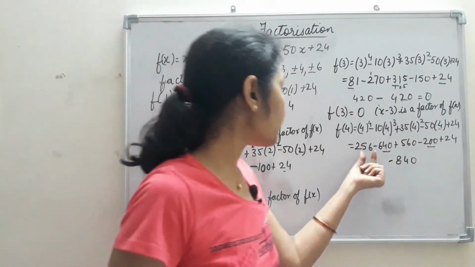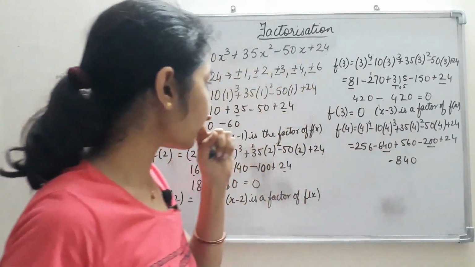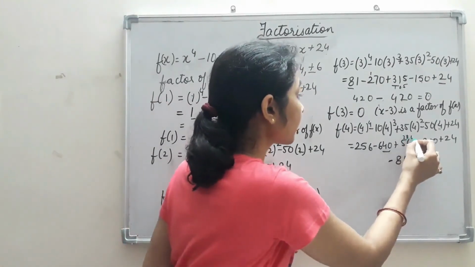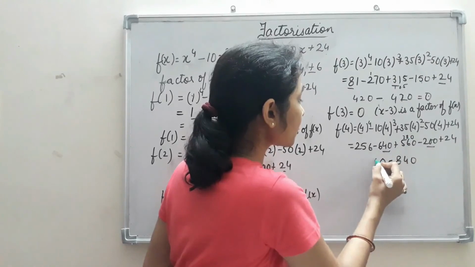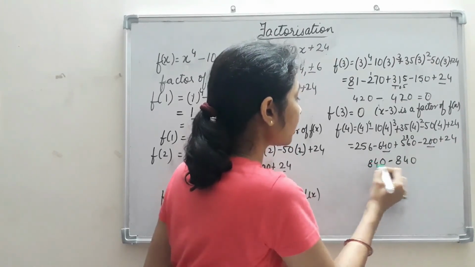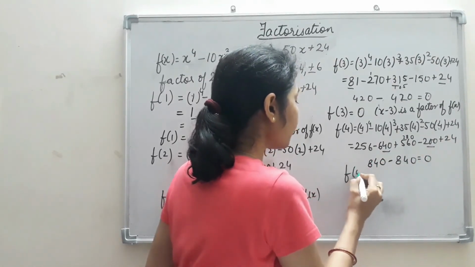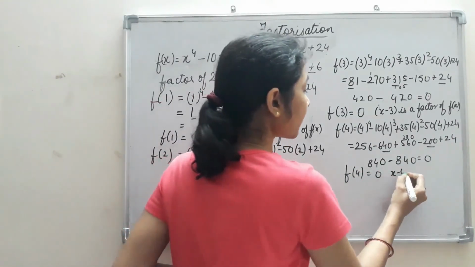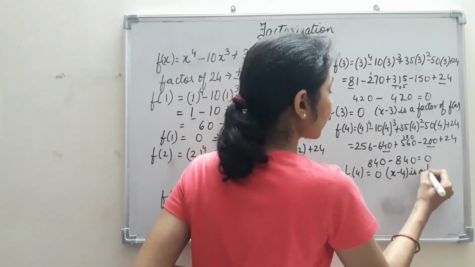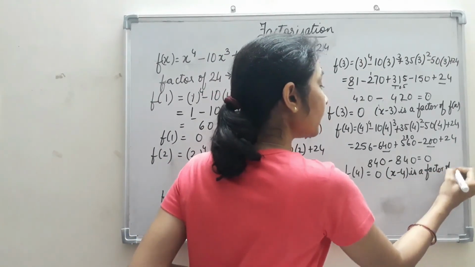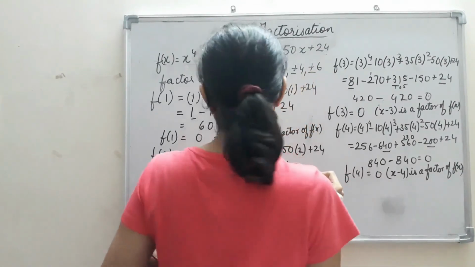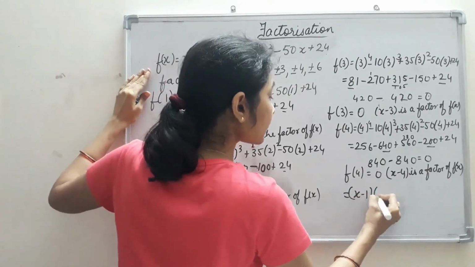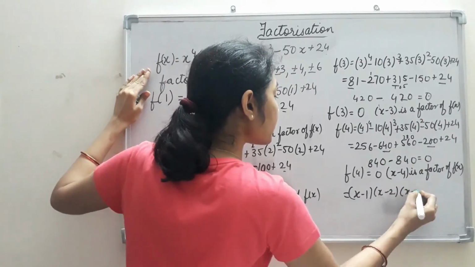Now positive, positive, if we see 256 plus 24, what do I get? 280. 280 plus 560 gives me 840. So 840 is equal to 0. So f(4) is also equal to 0. Now we will have only 4 factors. So here we are having x minus 4 is also a factor of f(x).